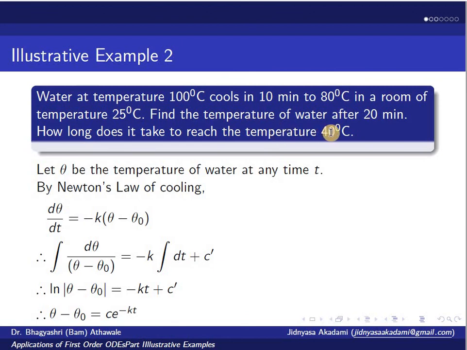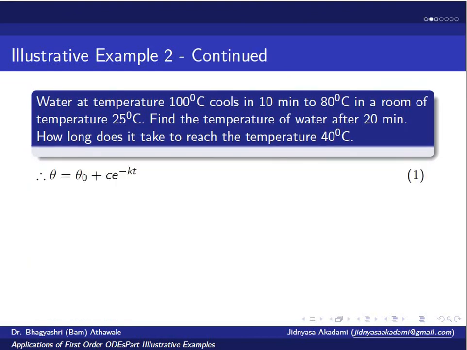This is the problem based on Newton's law of cooling. The differential equation and its solutions are given here for the sake of completeness. So the solution is theta is equal to theta naught plus C e raised to minus kt. And now we will put all the values given in the problem. Here theta naught is equal to the temperature of the surroundings, that is room temperature, so it is 25 degrees. At t equal to 0, the temperature of water is 100 degrees Celsius. So theta of 0 is equal to 100 and theta of 10, that is after 10 minutes, t equal to 10, theta is 80 degrees Celsius.